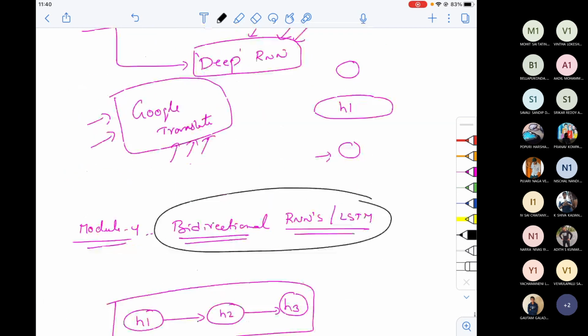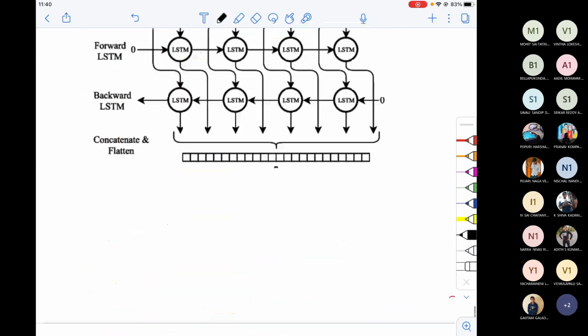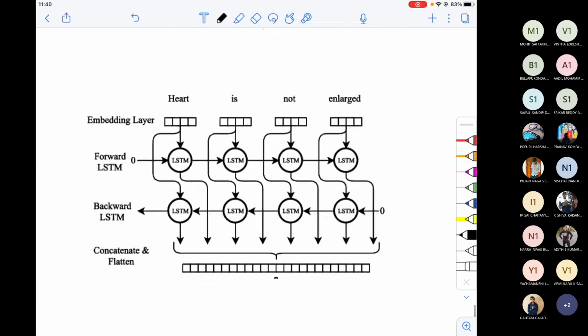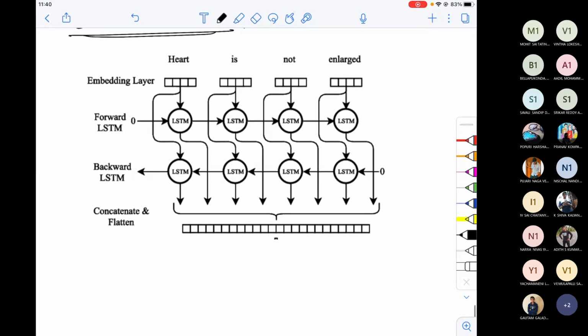But if you look at bidirectional LSTMs, I have taken some screenshots. Yeah, this is the bidirectional RNN or bidirectional LSTM. Both are the same. I just want to tell you, instead of RNNs, we have LSTMs. That's all. Exactly the same. Nothing changes. For example, see here, we have an input sentence: "Heart is not enlarged."